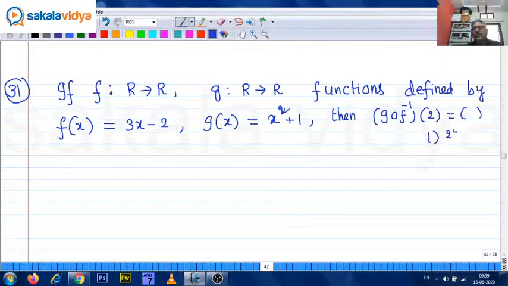First option 25 upon 9, second option 25 upon 3, third option 16 upon 9, fourth option 4 upon 3. This is the question.